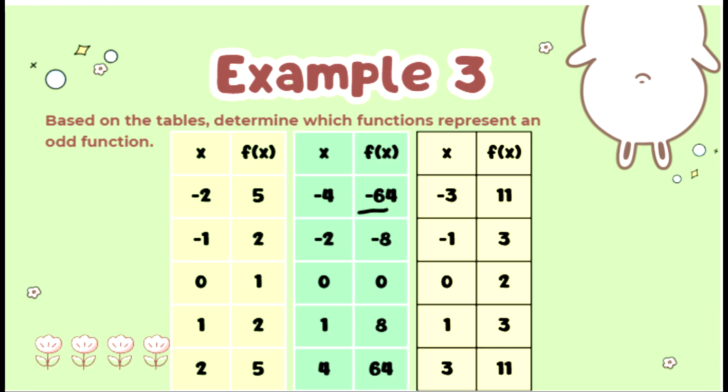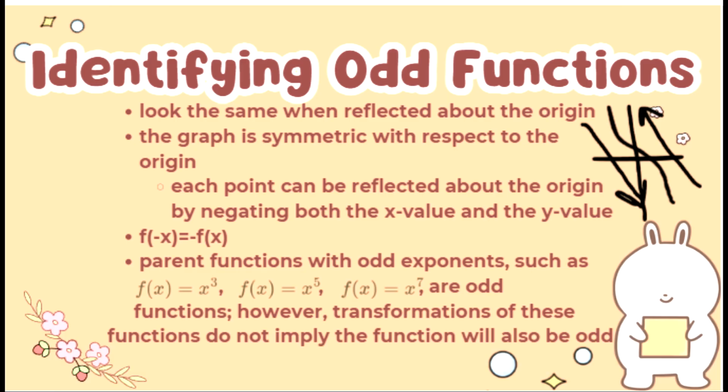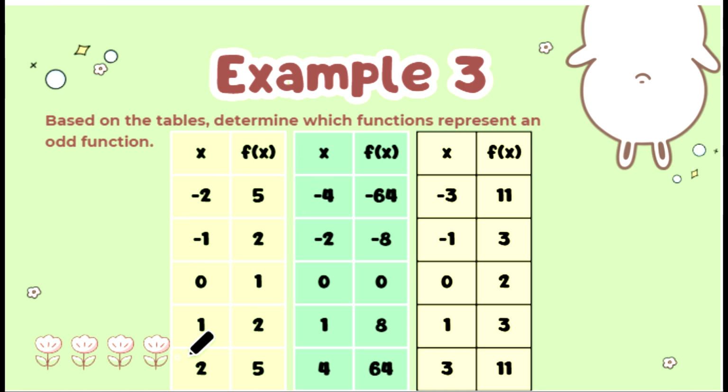It says, based on the tables, determine which functions represent an odd function. To identify the odd functions, they look the same when they're reflected about the origin. The graph is symmetric with respect to the origin. Each point can be reflected about the origin by negating both the x and y values. So both the x and y values are going to change. If we have negative 2, negative 5, we should have positive 2, positive 5. That doesn't hold, so that one's out. If we have negative, negative, we should have positive, positive.